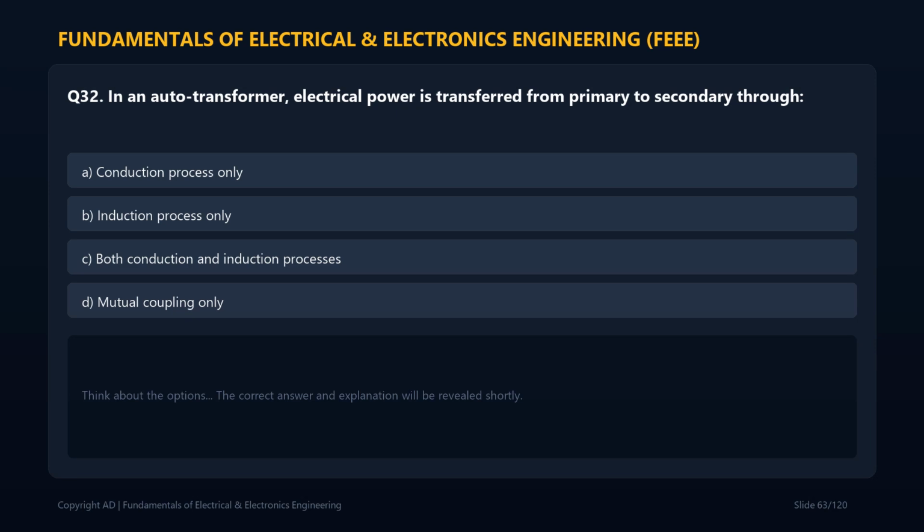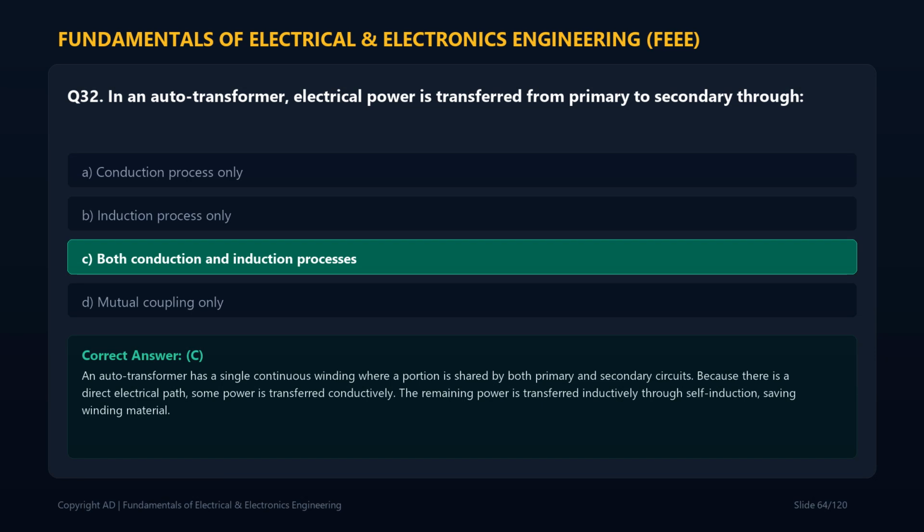Question 32. In an autotransformer, electrical power is transferred from primary to secondary through option A, conduction process only. Option B, induction process only. Option C, both conduction and induction processes. Option D, mutual coupling only. The correct answer is C, both conduction and induction processes.